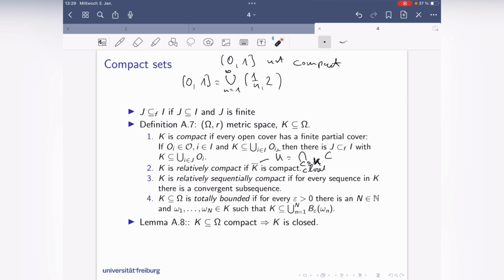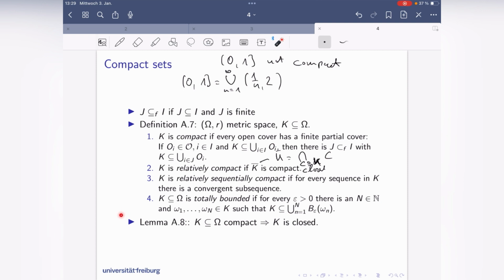Well, of course, you can do this here. If, for example, epsilon is 0.1, I can use centers 0, 0.1, 0.2, 0.3, and so on. And with these centers, I will cover the set here, and I just need 10 or 11 balls.